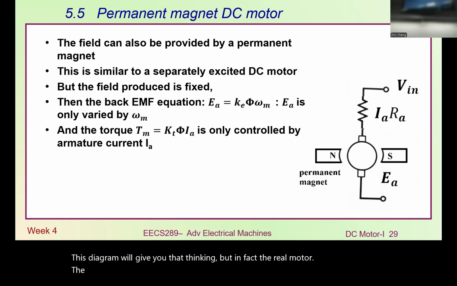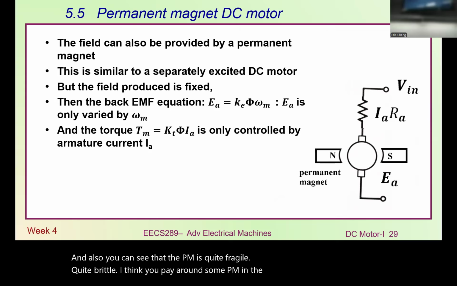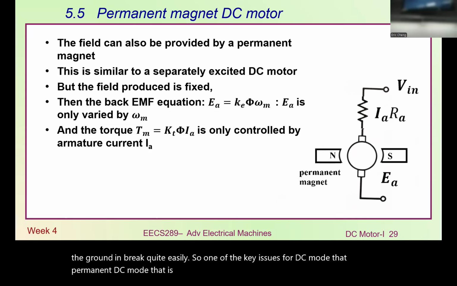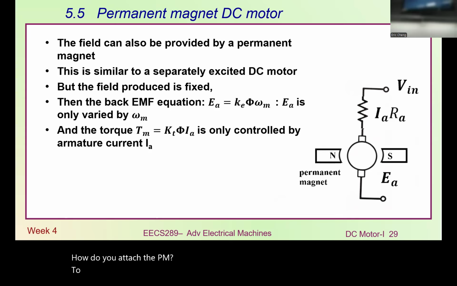We cannot access that. And also you can see that the PM is quite fragile, quite brittle. I think you have handled some PM in the past. When a permanent magnet drops on the ground, it breaks quite easily. So one of the key issues for permanent magnet DC motors is the PM: how do you attach the PM to the stator? You know how you do that? These are PM, you think there are only 2, N and S, but actually we use multiple slots, multiple holes, so there are many of them in here.